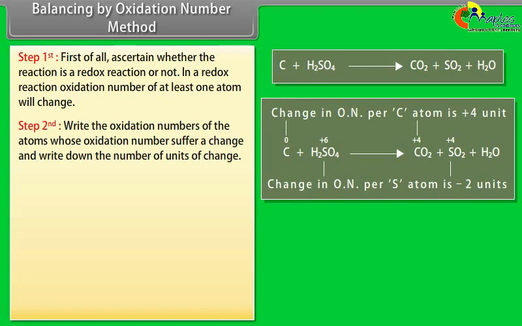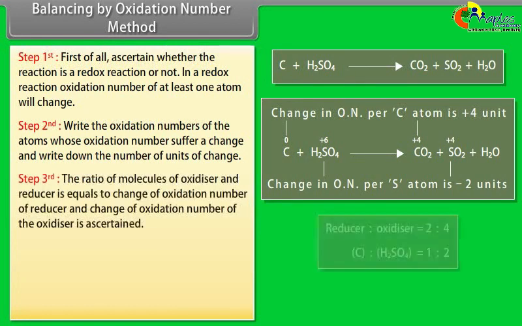of units of change. Step third. The ratio of molecules of oxidizer and reducer is equal to the change of oxidation number of reducer and the change of oxidation number of the oxidizer, which is ascertained. If the ratio is not a simple one, make it simple.